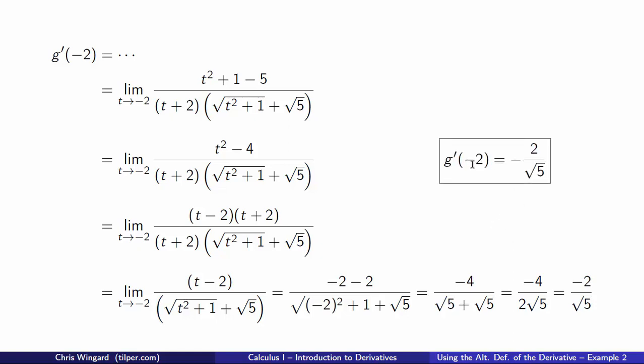g prime of negative 2 is negative 2 divided by the square root of 5. And there's really no point in rationalizing the denominator here, so we'll just leave that as this. And that's our final answer for example 2.